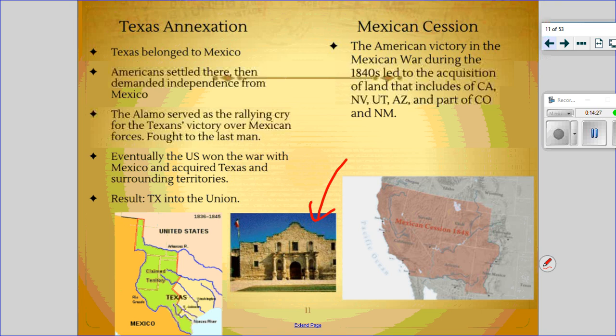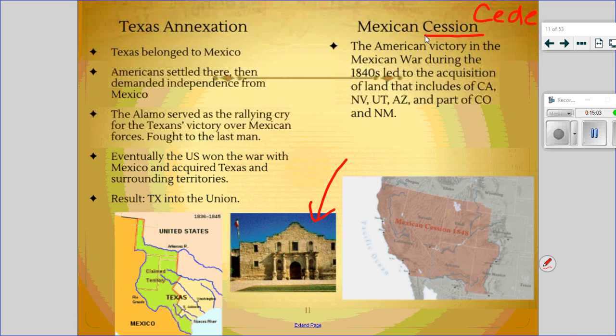Now, an interesting thing is Texas is going to stay an independent republic for 9 years. It's not going to become part of the United States until 1845. When it does, that's going to make Mexico very angry. All right. The other major territorial acquisition that we need to talk about is the Mexican cession. This word right here, cession, if you cede something, you sign it over to somebody. So if I cede land to somebody, I'm signing it over to them.